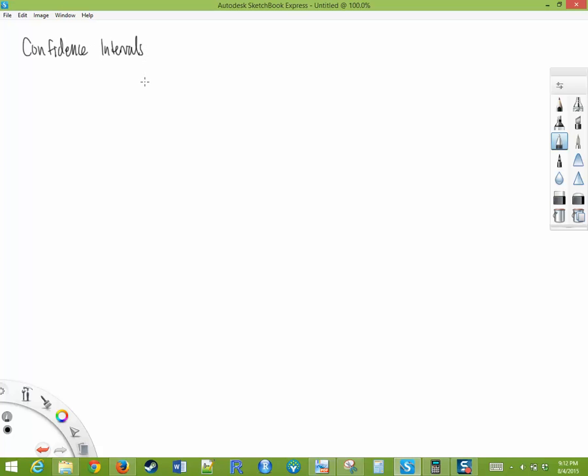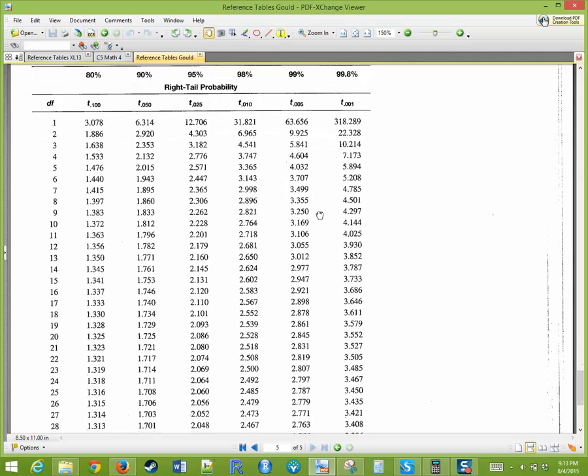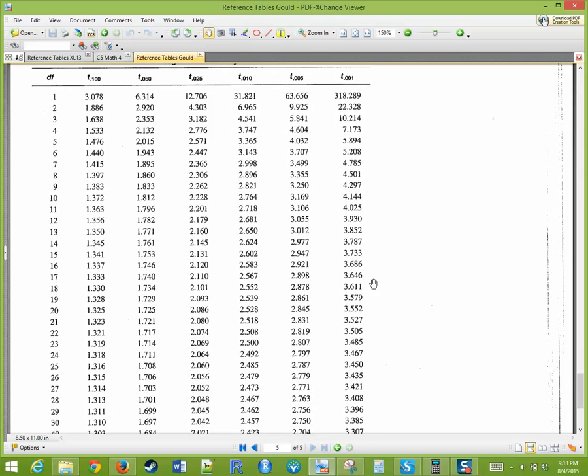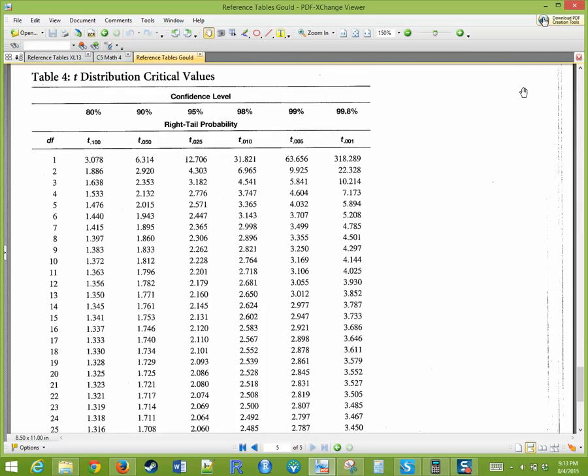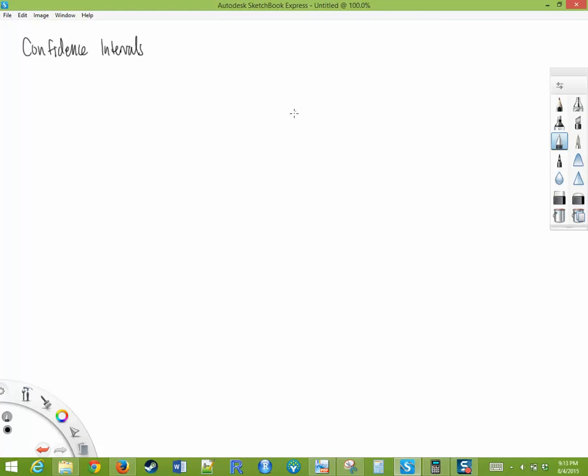Do you guys have your reference tables? I just want to make sure as part of your reference tables you have the... oh, you know what? You don't need the t-table. Not for today. I apologize. But you guys have the t-table as part of your reference tables? It should be the 3rd page. I'm sorry, I forgot. We don't need that today. You'll need that in a couple weeks.